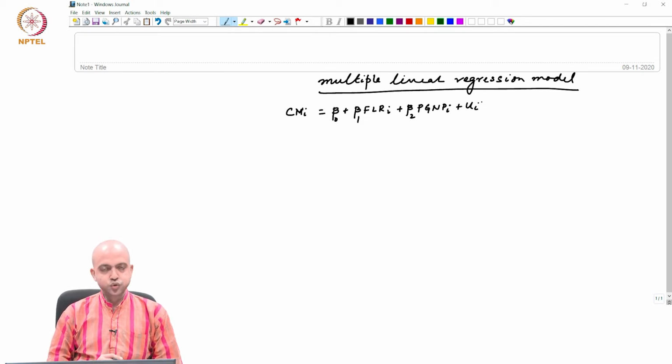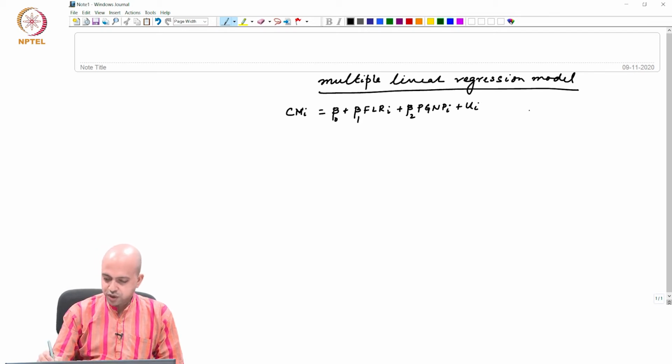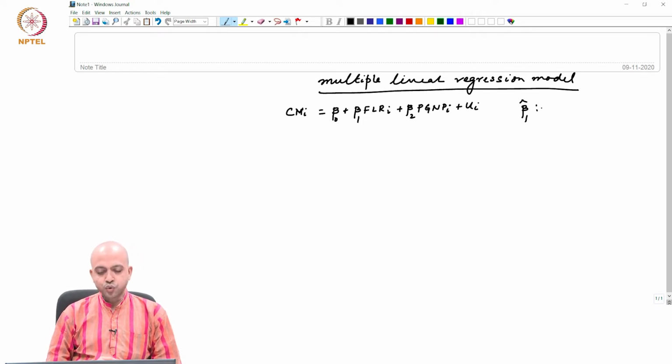So, in our last class we learned how to estimate this multiple linear regression model and how to interpret beta 1 and beta 2. Once again I will repeat: once you estimate beta 1 hat, the interpretation of beta 1 hat is that for a unit change in FLR, child mortality rate changes by beta 1 hat amount, keeping the impact of PGNP constant, right.